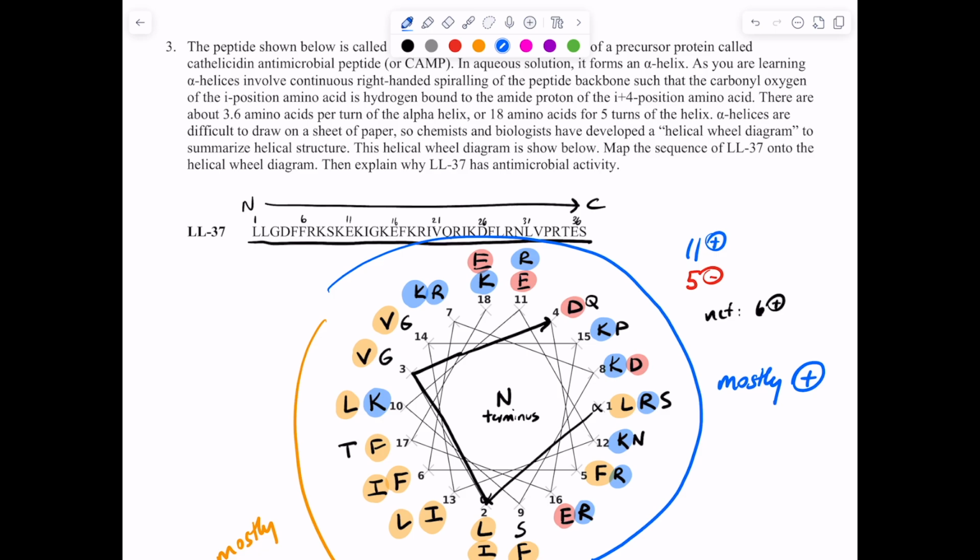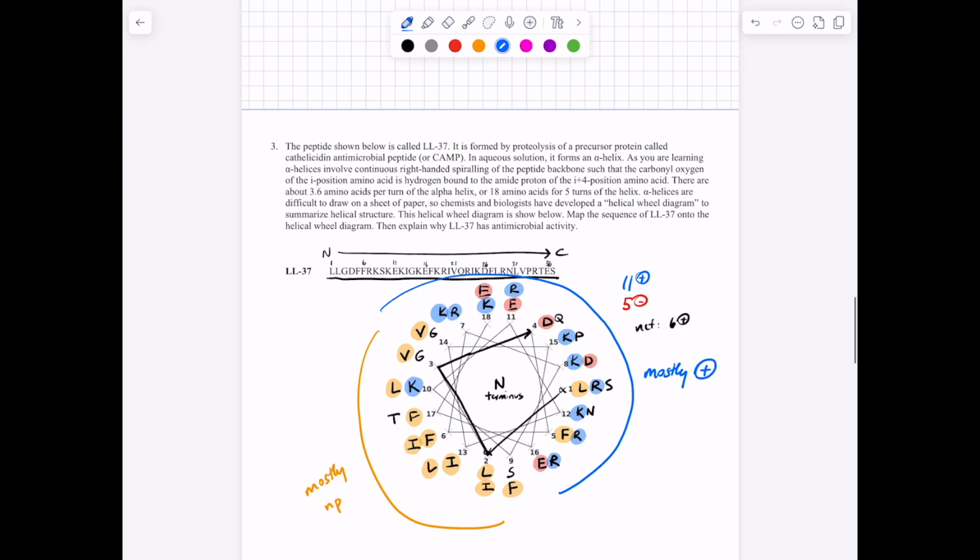It stings, and one of the reasons it stings is it starts to lyse your cells too, not just bacterial cells. Okay, are there any questions about that exercise?